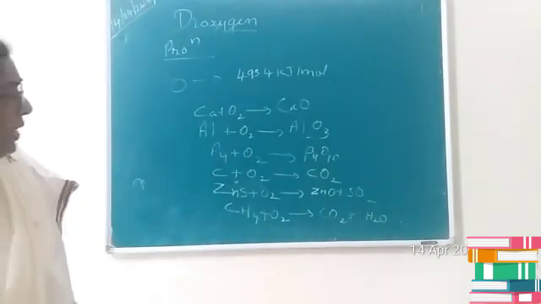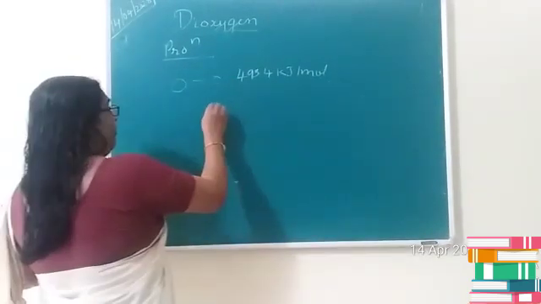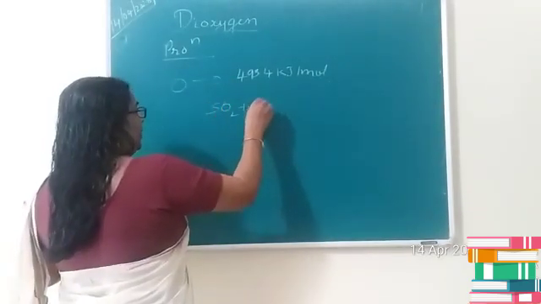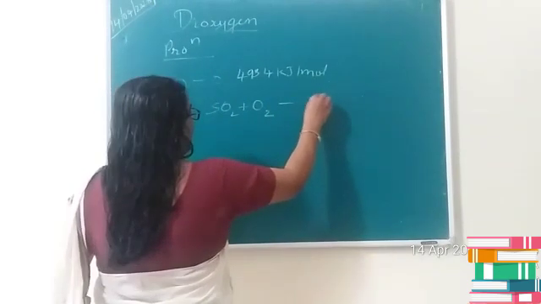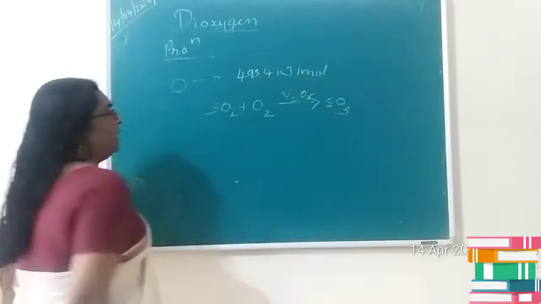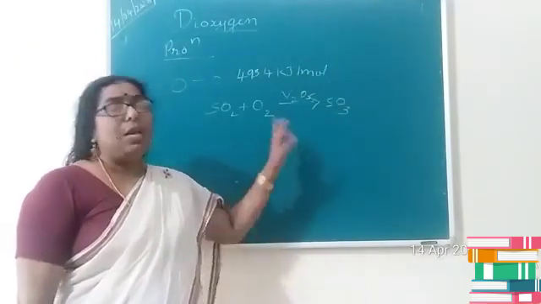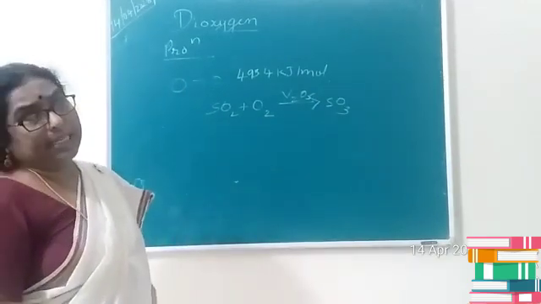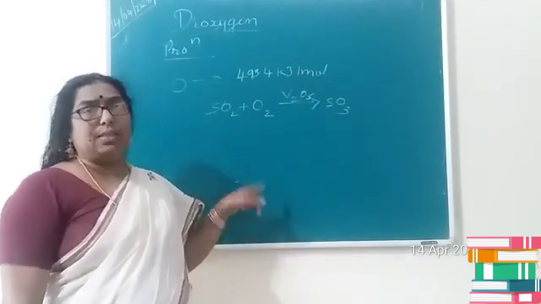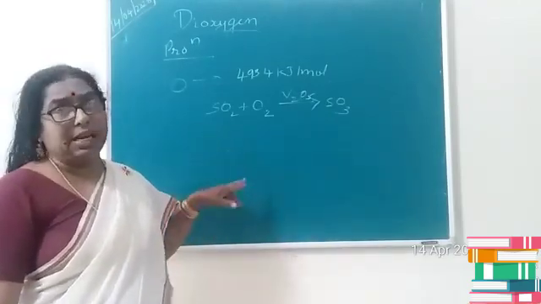In addition to this, there are some more properties. Sulfur dioxide combines with oxygen and produces sulfur trioxide in the presence of vanadium pentoxide as the catalyst. This reaction is used for the manufacture of sulfuric acid.